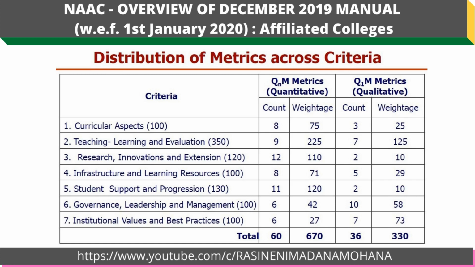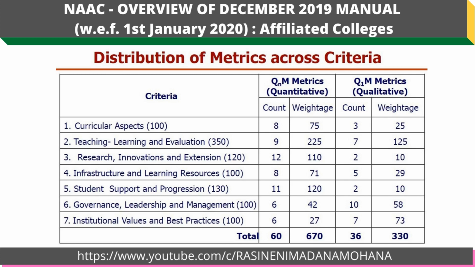Out of these, criteria wise, how many quantitative metrics and what are their weightages? How many qualitative metrics and what are their weightages? That distribution is also given here. Criteria 1: 8 quantitative metrics with 75 weightage, and 3 qualitative metrics with 25 weightage. Criteria 2: 9 quantitative metrics with 225 weightage, and 7 qualitative metrics with 125 weightage. Criteria 3: 12 quantitative metrics with 110 weightage and 2 qualitative metrics with weightage 10.